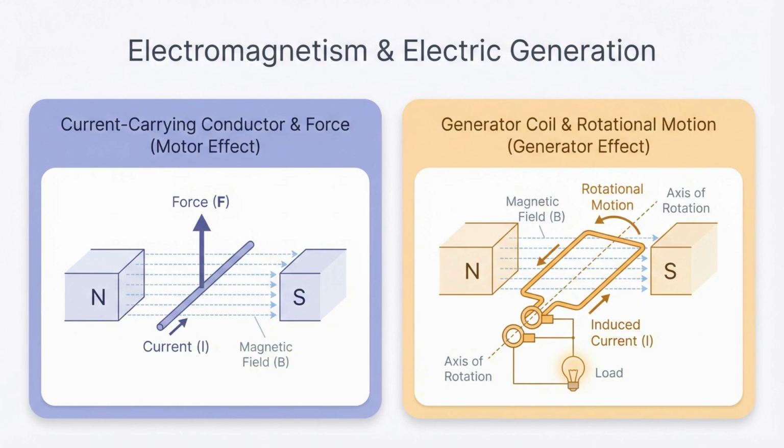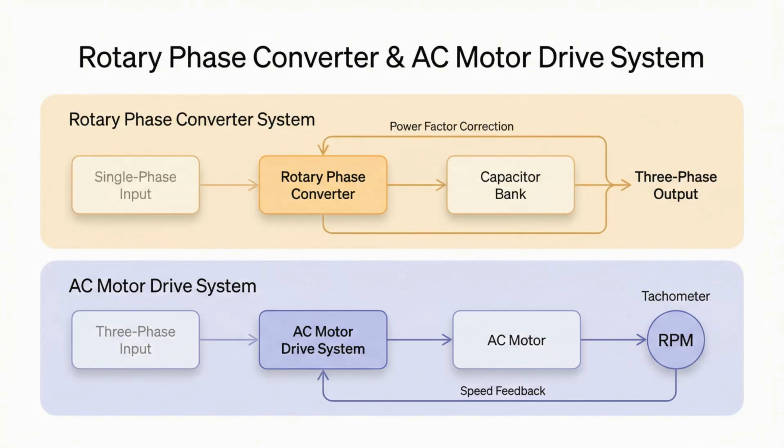For motor control, starting a rotary phase converter requires the use of capacitors. When monitoring motor speed, a tachometer's output is measured in RPM. If an AC drive system includes a tacho generator, it operates as a closed-loop system.